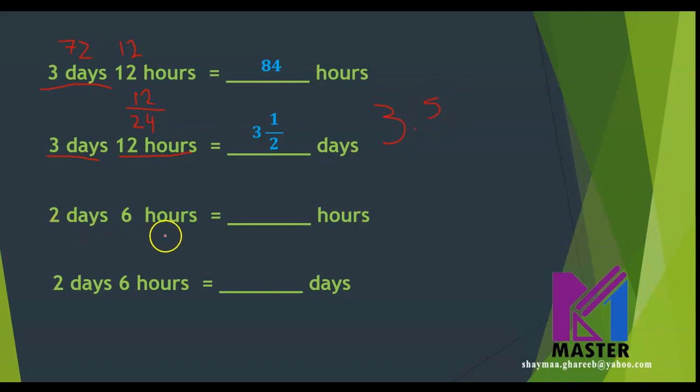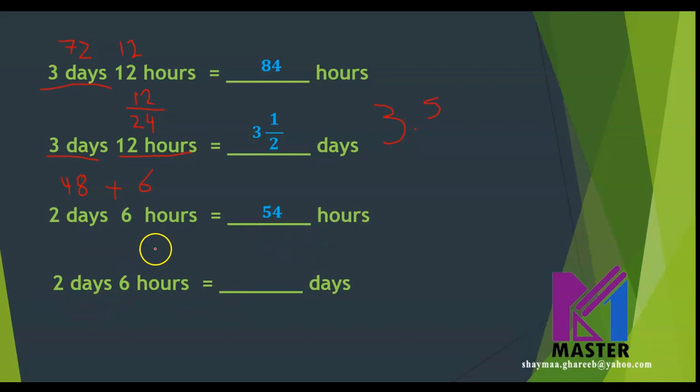2 days and 6 hours. 2 days is 48 hours. And 6 hours more will give me 54 hours. When you add 6 hours to the 48, you will get 54.